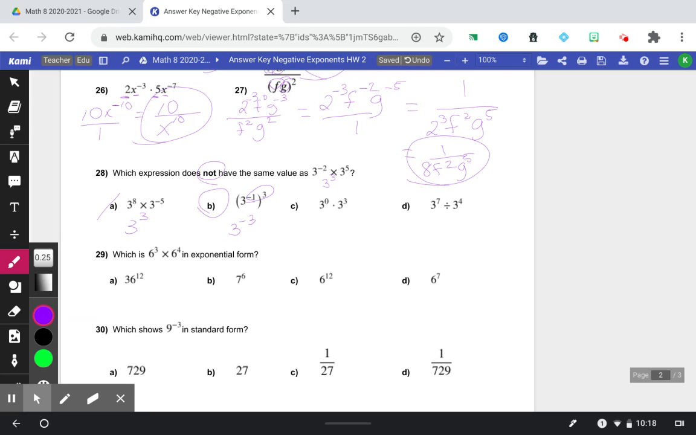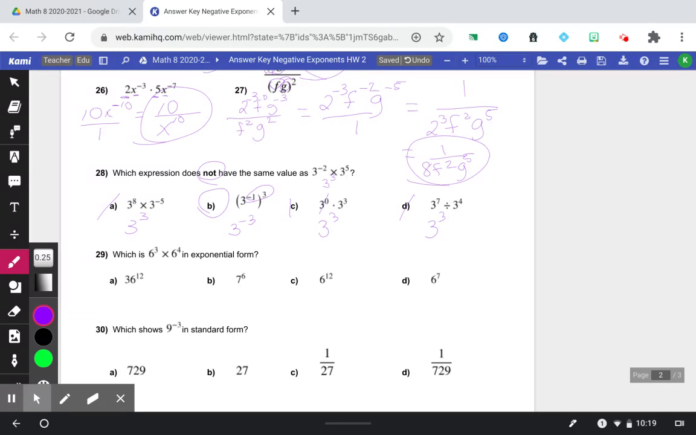Looks like that's going to be it, but I'm going to check the other options just to make sure I'm correct. Letter C, 3 to the 0 power, that equals 1. Well, 1 times 3 to the third, that's just 3 to the third, so that can't be it. And 3 to the 7th divided by 3 to the 4th. Keep the base, subtract the exponents. That also equals 3 to the third, so we know that B was the right answer.